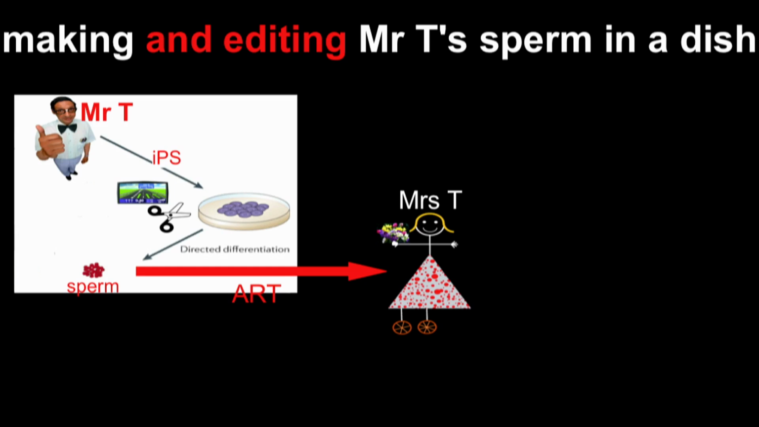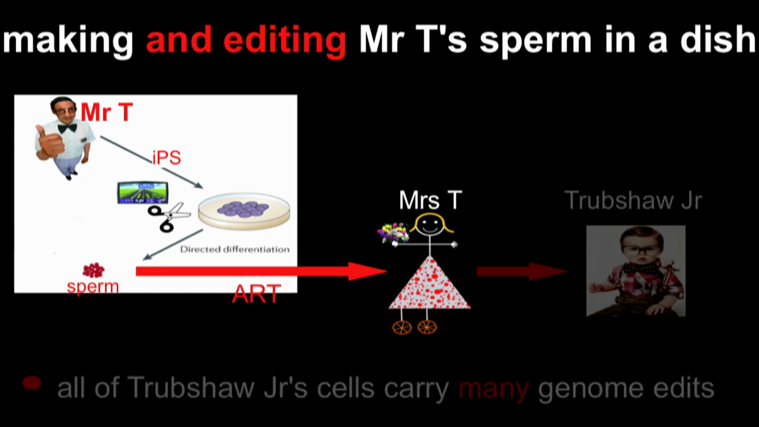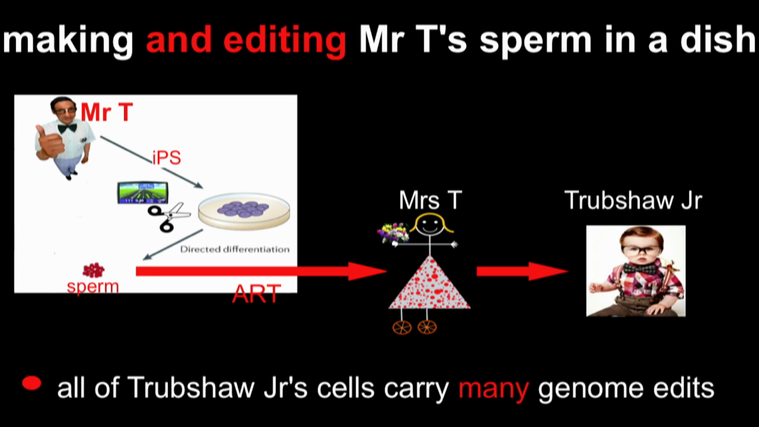inject these sperm into Mrs. T's oocytes, and then she carries the pregnancy, so that now Trubshaw Jr. has multiple edits on his father's side that might fix some of the diseases to which he, or she, would otherwise have been predisposed.